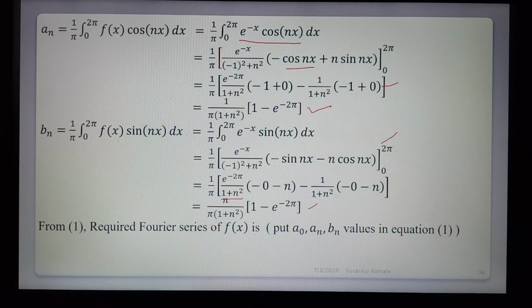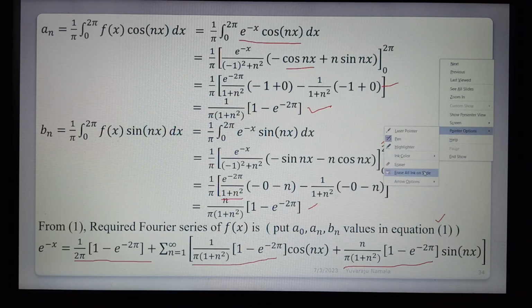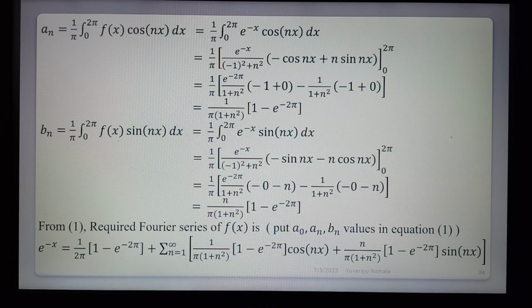So substituting a naught, an, bn in equation 1, the required Fourier series of f of x is e power minus x equals a naught by 2, that is the a naught value, plus summation n is equal to 1 to infinity of an, this is the an value, into cos nx plus bn, this is the bn value, into sin nx. This is the required series of the given function. Okay, see the next problem.